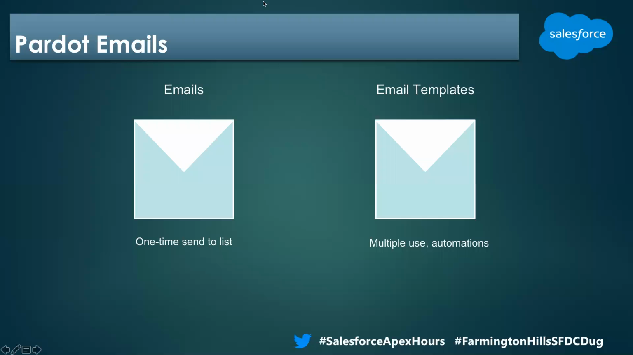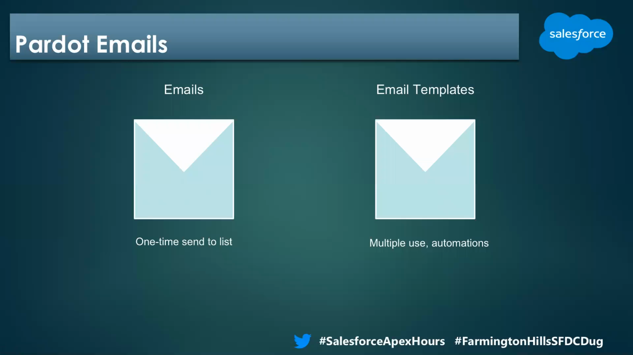We have emails and email templates, and actually I suppose it functions in a similar way to Marketing Cloud. So emails in Pardot are a one-time send to a list. So this might be something like an email that you've written to send as your monthly newsletter. You would send that to a list. Whereas email templates, you can use multiple times. So you can use them as the basis for list emails, but you can also use them in automations and in nurture journeys. And I find that users can get confused about these.